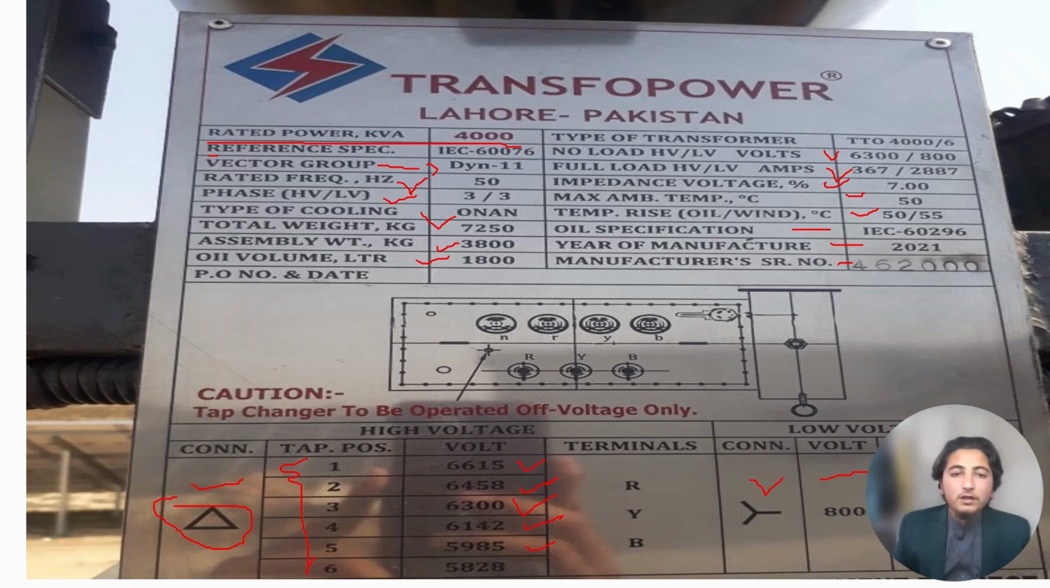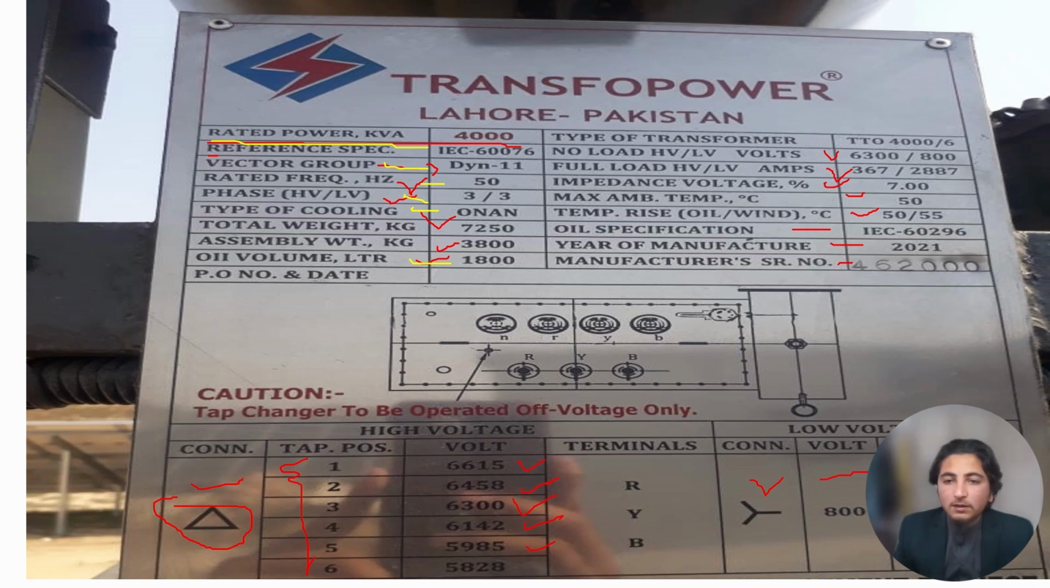So here you can see the real nameplate of the transformer. The first thing is the rated power of the transformer. The second one is the reference of the transformer. This is the group of the transformer. In the previous slide we saw all of these factors, and this is the rated frequency, phases 3 by 3, and the type of cooling method, oil natural, air natural, the total weight of the transformer, the assembly weight of the transformer, the oil volume per liter is this one, and the next one is the no load voltage, and the full load amperes of the transformer.